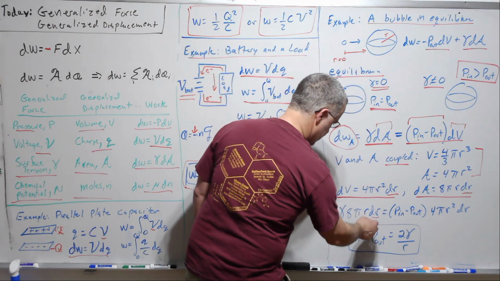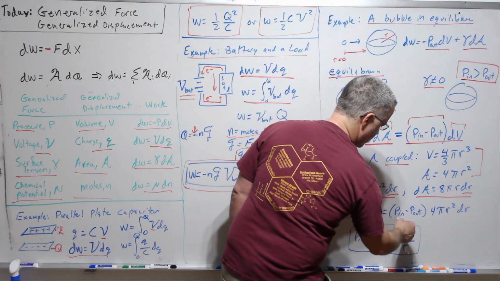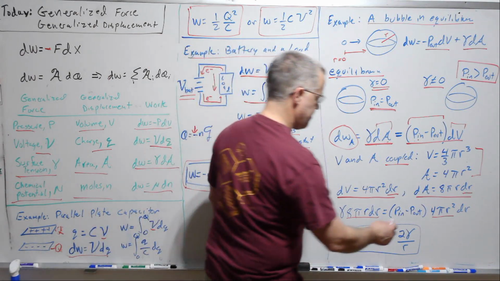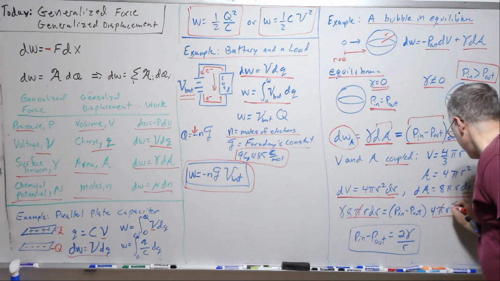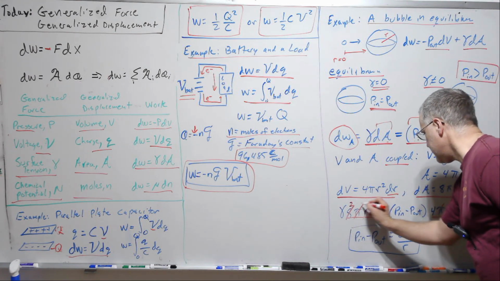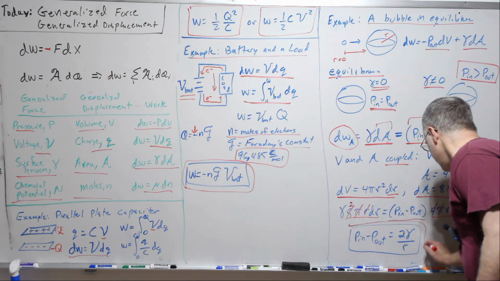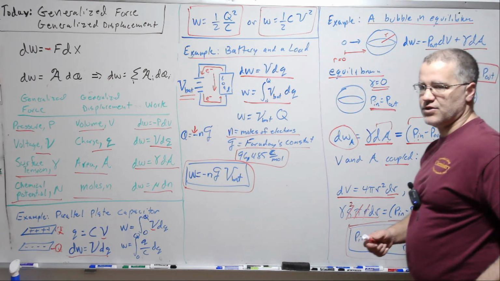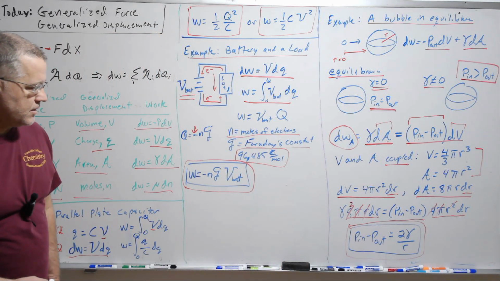So we have gamma dA. So here's our dA, and then we have P, the difference in pressure inside versus outside, and then here's our dV. Well, a lot of things can cancel here: the pi's, one of the r's, the 8 becomes a 2, and that cancels. And then we can solve for the pressure difference inside versus outside. And so we get a formula associated with bubbles that the internal pressure minus the external pressure is 2 times the surface tension, divided by r.